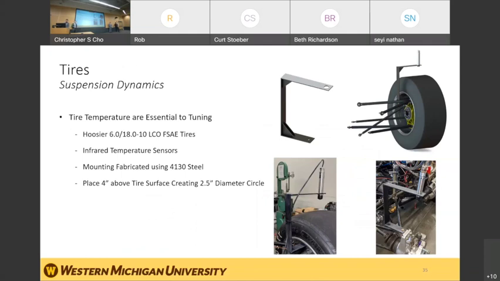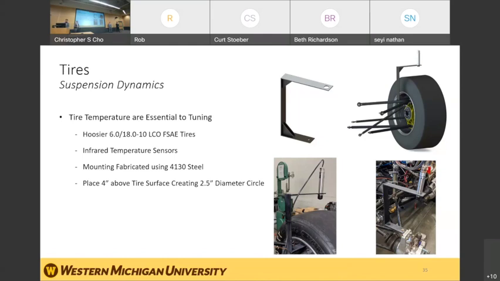Tires are one of the most important components of the vehicle. Monitoring the tire temperatures is essential to the tuning of the suspension, and as your tire heats up, grip improves, leading to faster and more efficient vehicle performance. The current Formula FSAE vehicle utilizes Hoosier racing tires that have a peak operating temperature between 120 and 140 degrees Fahrenheit.